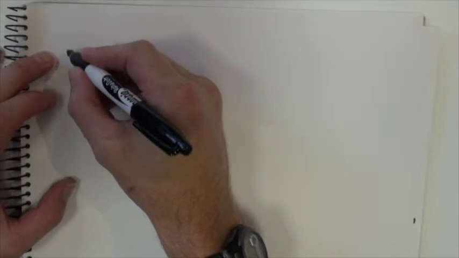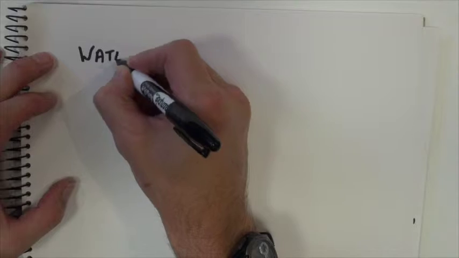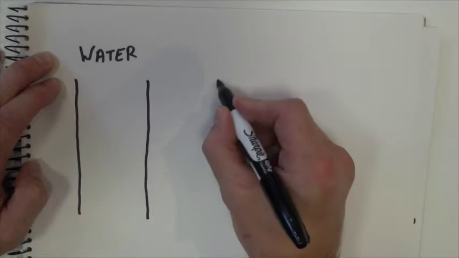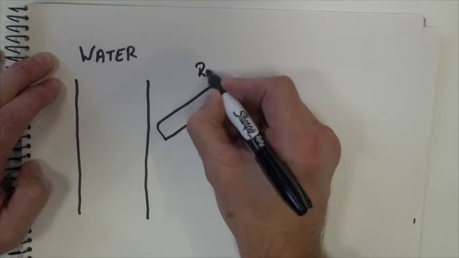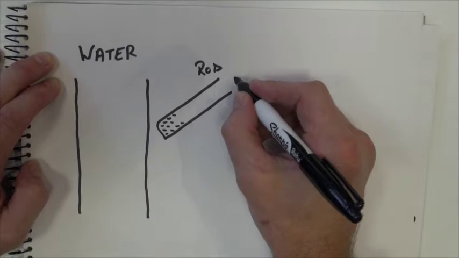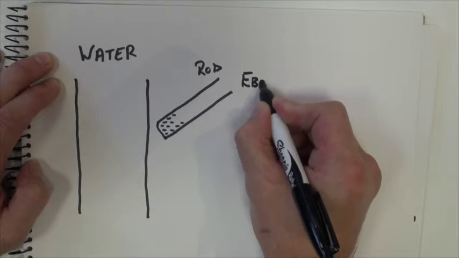Okay, so first off, let's draw our stream of water. There we go, there's our stream of water, and next to that I'm going to put our rod. Now in this case it's going to be the ebonite rod, so it's going to be negatively charged. I'll just label it ebonite.